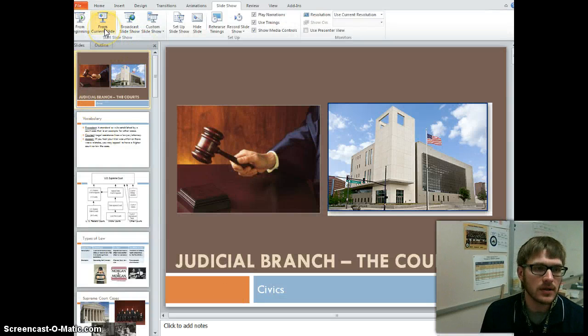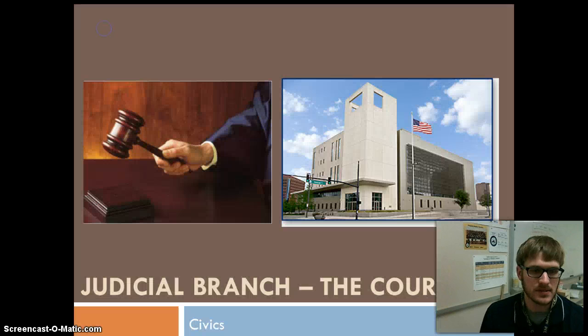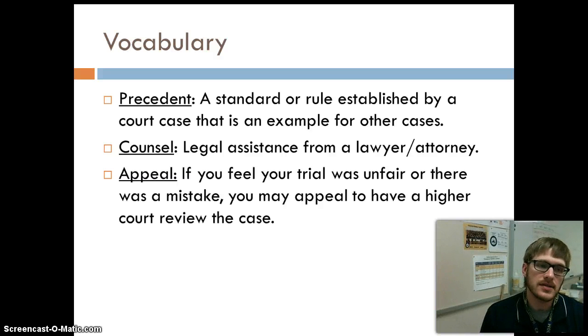So like I said, we're going to be talking about the court system today, which is part of the judicial branch. This actually is the U.S. District Courthouse in downtown Orlando, right near the Amway Arena. All right, here is our vocabulary. A few important words that we're going to need to know as we go through today's presentation.